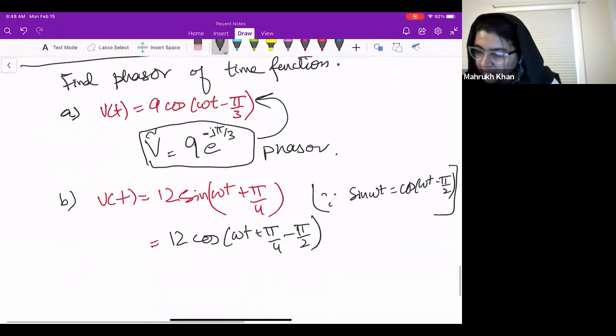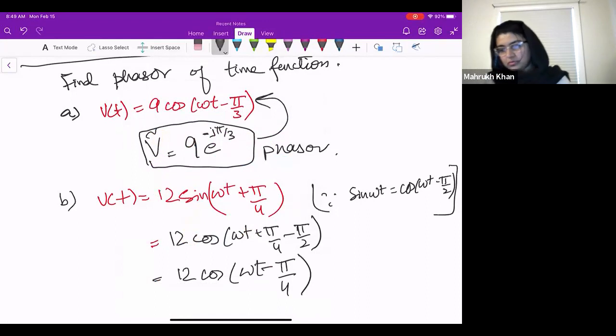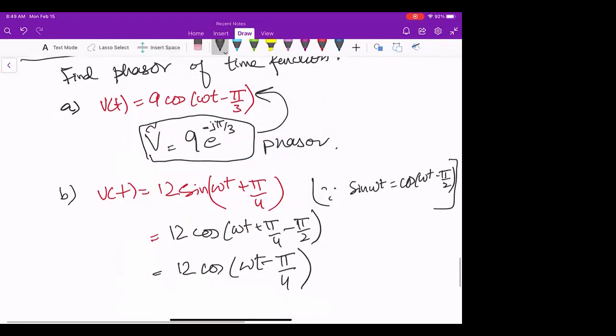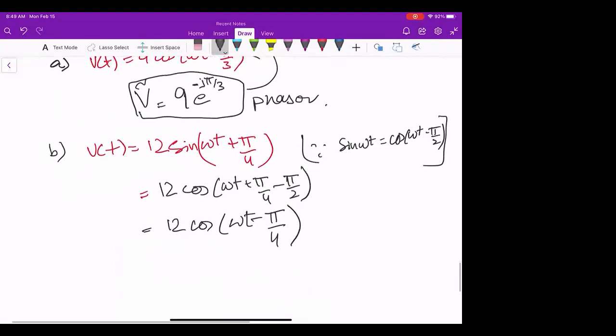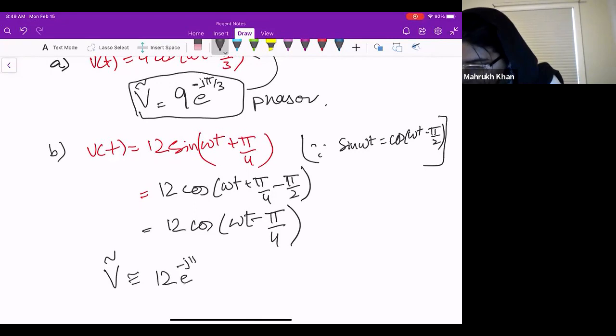So that will become 12 cos omega t minus pi by 4, right? Am I right or not? You're good. Okay. So my phasor here is 12 e to the minus j pi by 4.